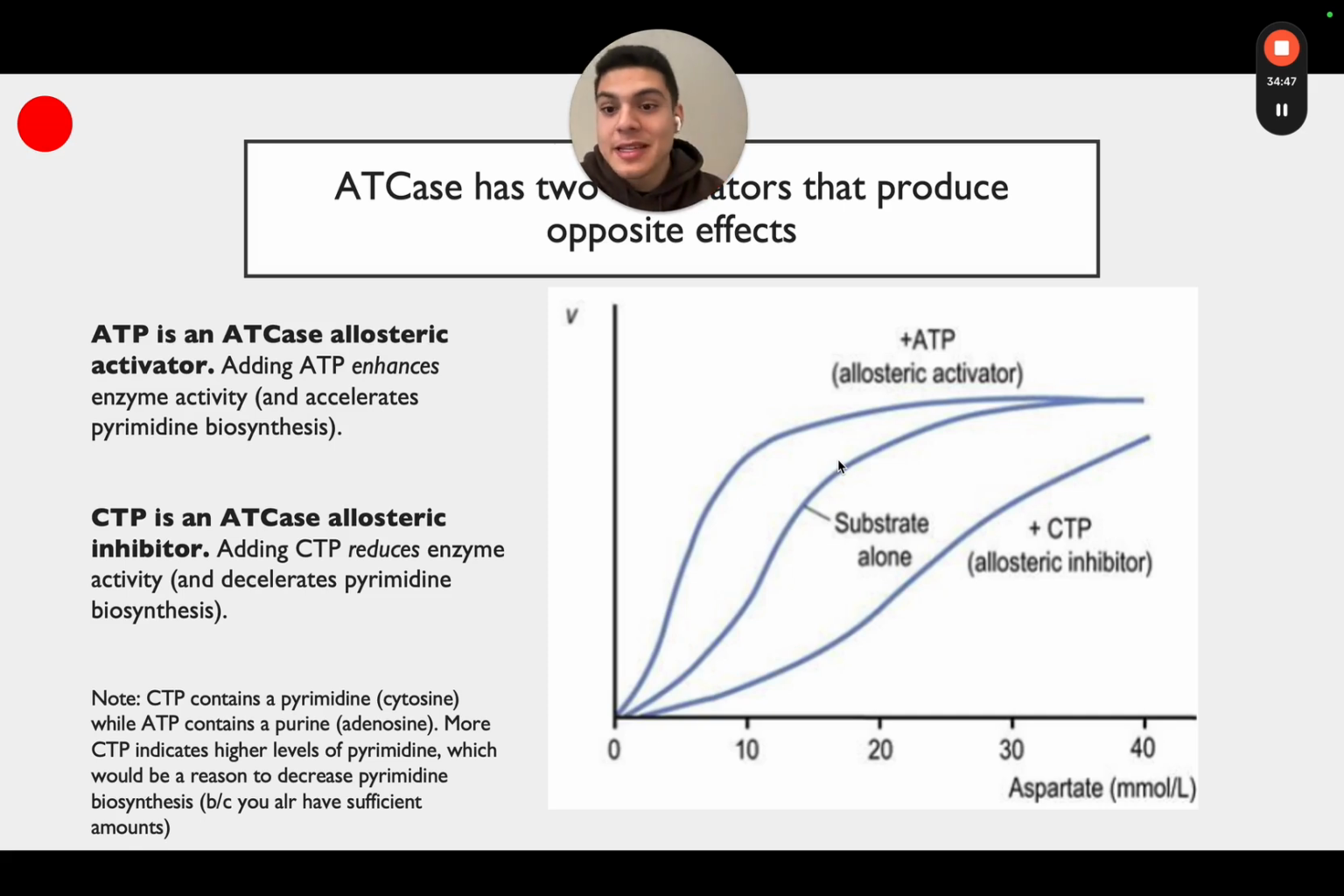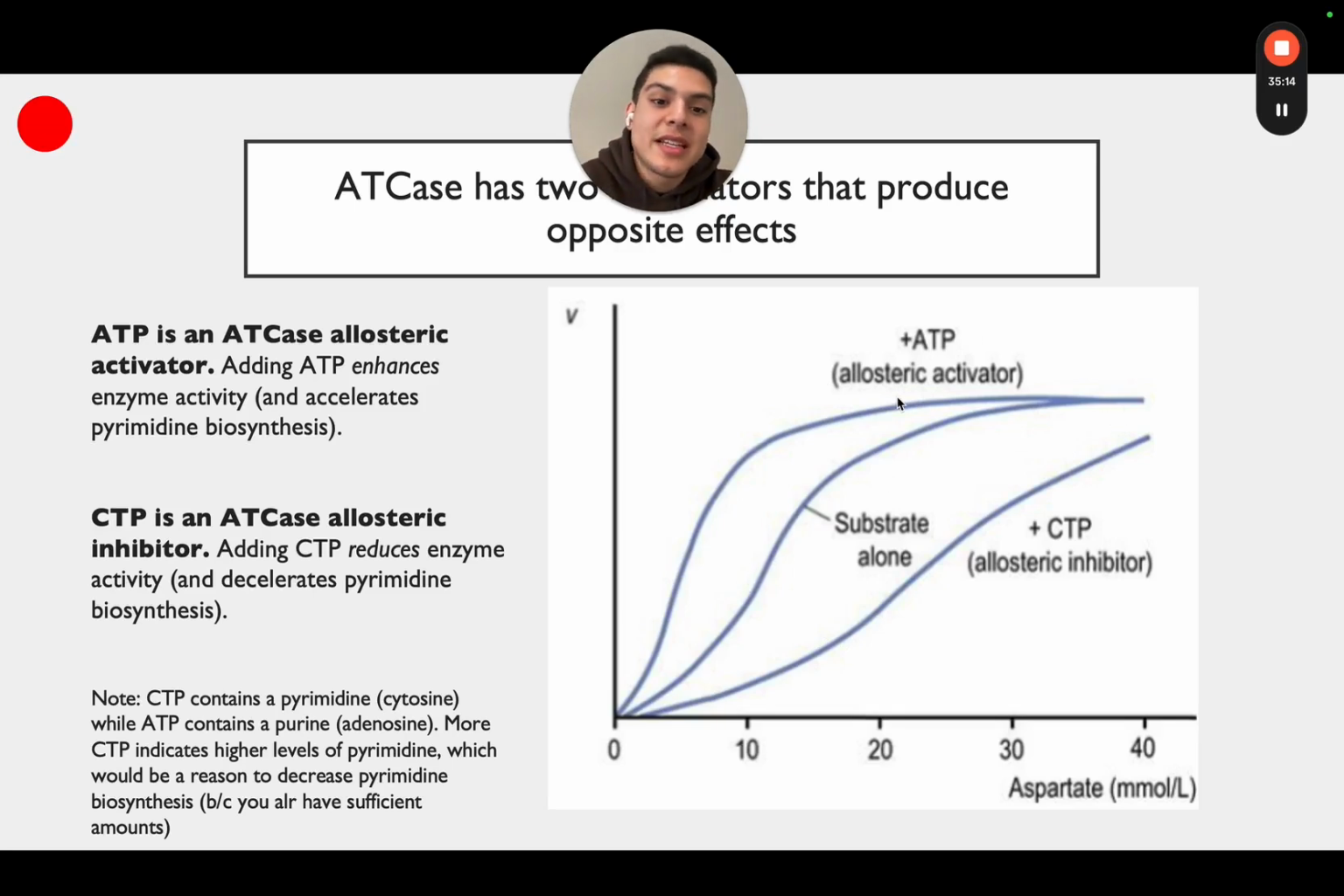And so ATP is an ATCase allosteric activator. Before I even talk about this, just look at the diagram. This should look pretty familiar. We have V0, the initial reaction velocity, and then our substrate concentration. What does that look like? A Michaelis-Menten plot. Even though it's sigmoidal, it's not necessarily hyperbolic. We're going to talk about these different conditions. The middle one is going to be the substrate alone.